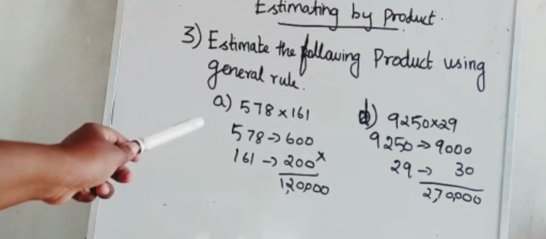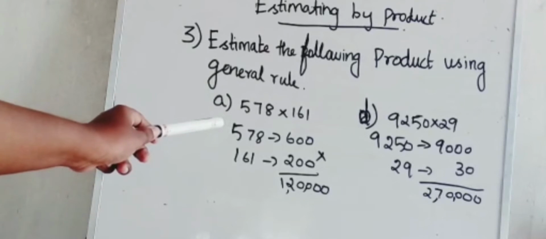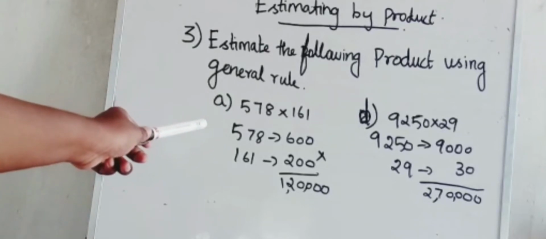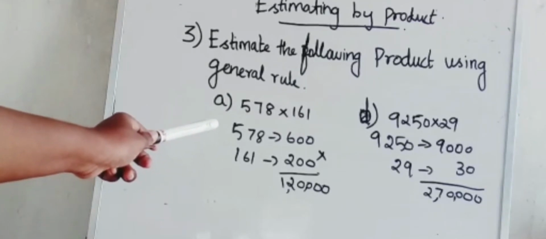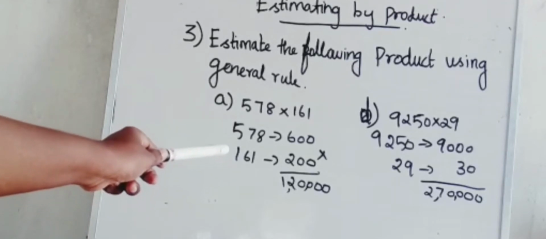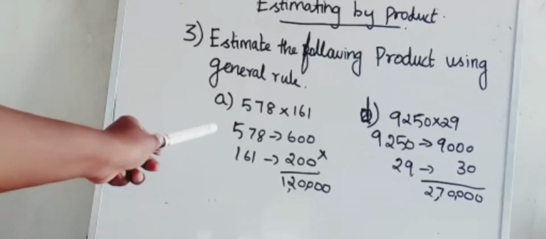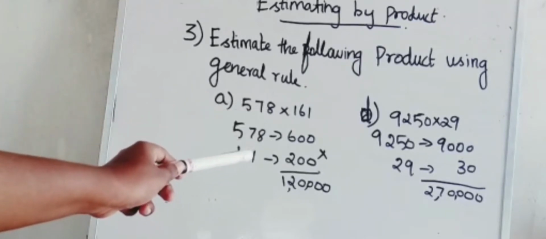So 578, as you already know, 7 is greater than 5, so the before number will become 6. So it will become 600. The next one, 161. When you see the tens place, that is 6, and 6 is greater than 5. So it will become 200. So now we got 600 and 200.